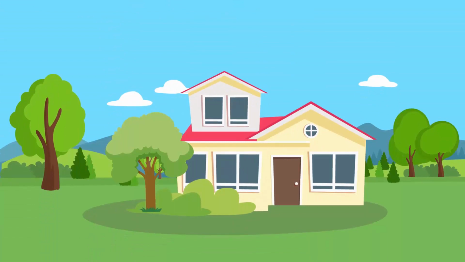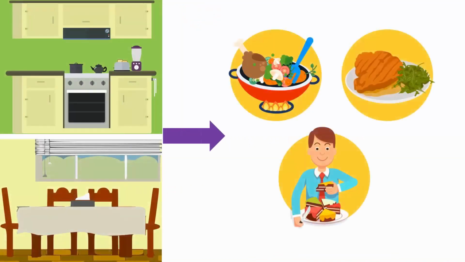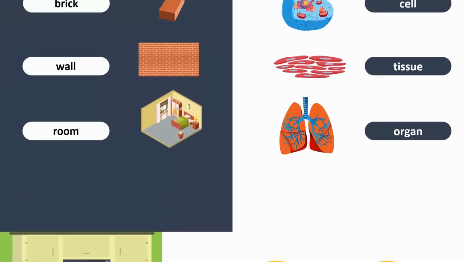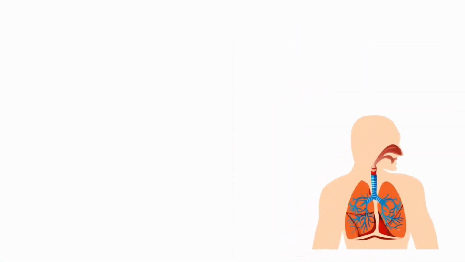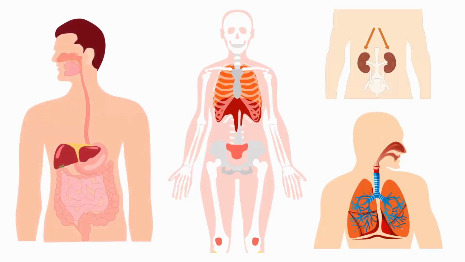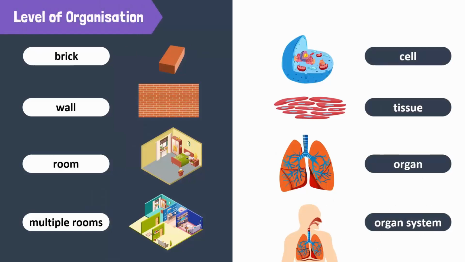Different rooms in a house work together to provide a function. For example, the kitchen and the dining room are both needed to provide food. Similarly, different organs work together to make an organ system that carries out a specific process. Living things are made up of different organ systems functioning at the same time. This order of making up an organism is called the level of organization.